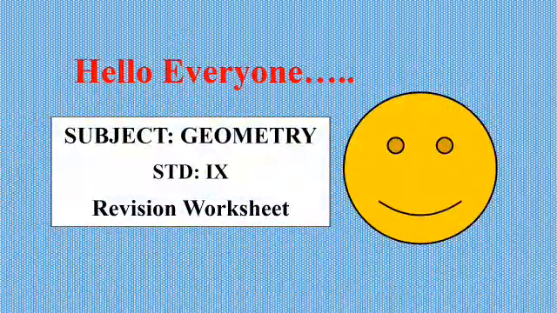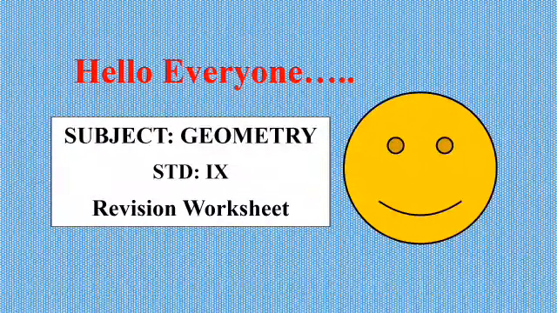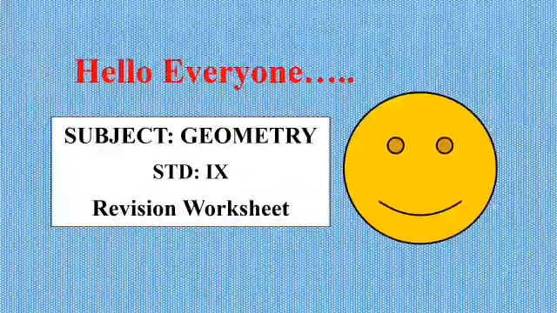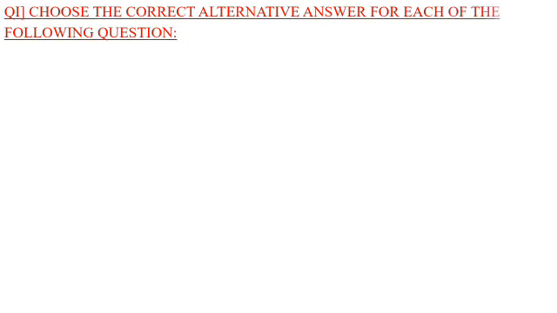Today in this video of Geometry Standard 9, we are going to solve the revision worksheet of chapter number 1 and 2. Now let's start. Question number 1 is given. Choose the correct alternative answers for each of the following questions.